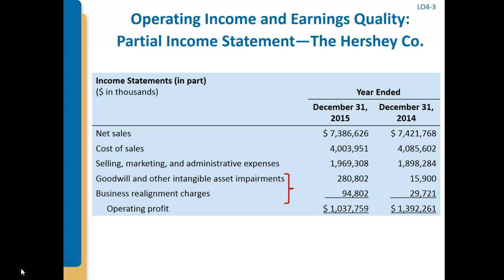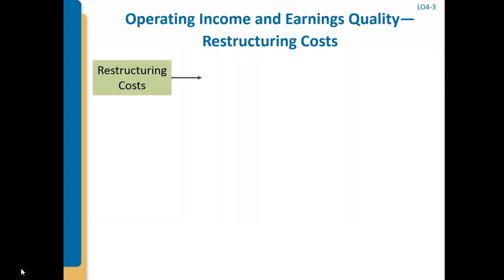We'll look at the income statement here of Hershey Company, the largest producer of quality chocolate in North America. Which items appear unusual? Well, we know it's not net sales or cost of sales or selling, marketing, and admin expenses, but what about goodwill and other intangible asset impairment charges and a business realignment charge? Let's look at both of these.